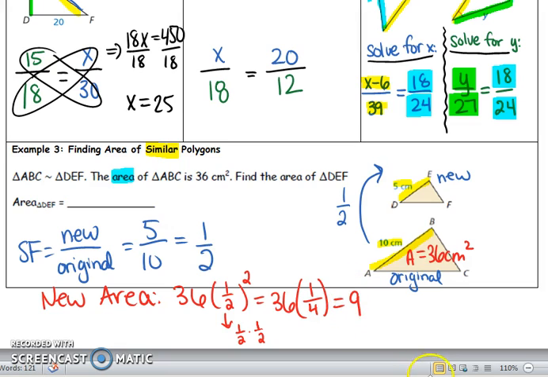And that makes sense. We're going from a bigger triangle to a smaller triangle. So it does make sense that the area of this new triangle should be smaller. Hence, the scale factor was between 0 and 1. So, all said and done, our final answer for the area of triangle DEF is 9. Don't forget your units, centimeters squared.